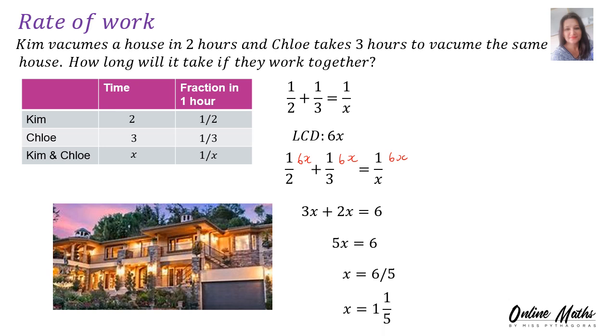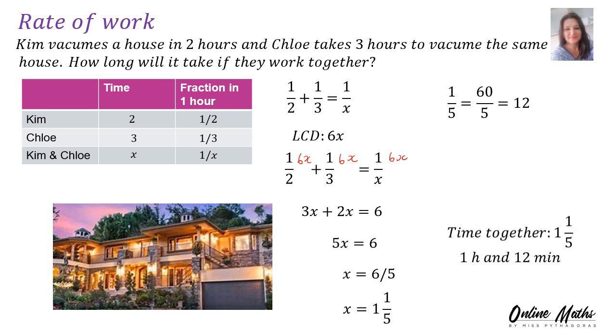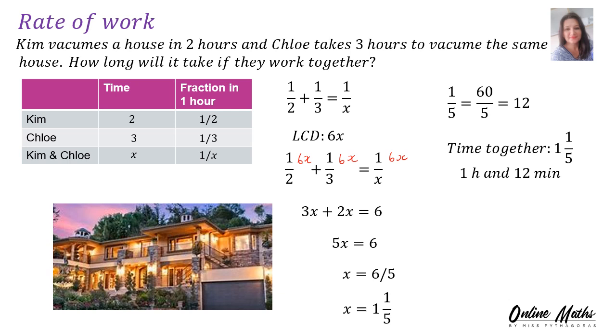So the 1 is 1 hour. Now what about the 1/5? We have to convert a fifth into minutes. So we say a fifth is the same as 60/5, which is 12 minutes. Therefore, the time that they will vacuum together is 1 hour and 12 minutes.